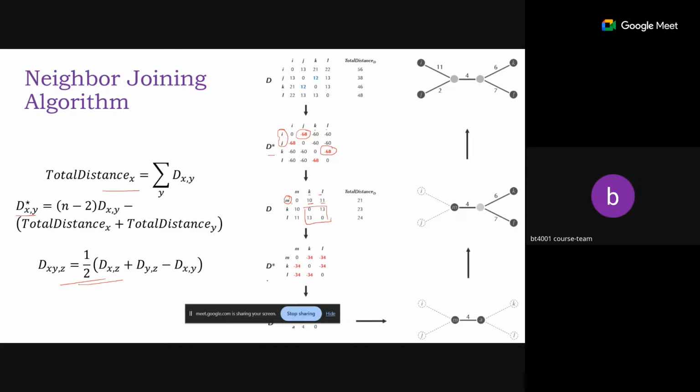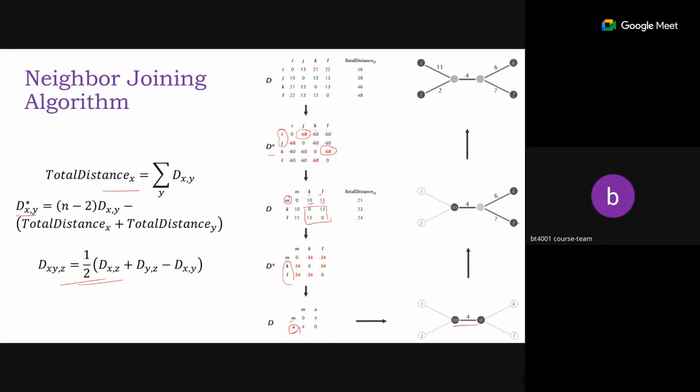Okay, so once we do that, we again repeat the same, and finally we have a matrix with just two leaves. So we add the distance between these two leaves as an edge, and then we expand each of them. K we had compressed into A, and L we had compressed into A. So we expand K and L over here.